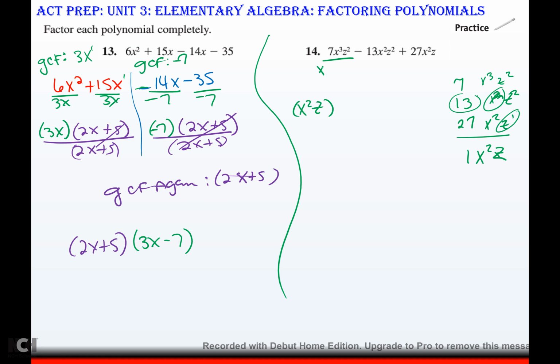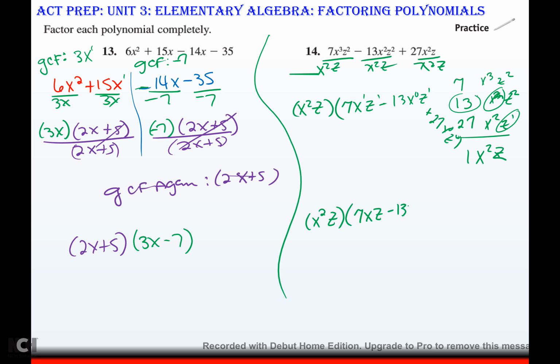To get what's left, we divide by x squared z. And I'm left with 7x to the first, z to the first, minus 13x to the 0, z to the first, plus 27x to the 0, z to the 0, which gives me x squared z times 7xz minus 13z plus 27.